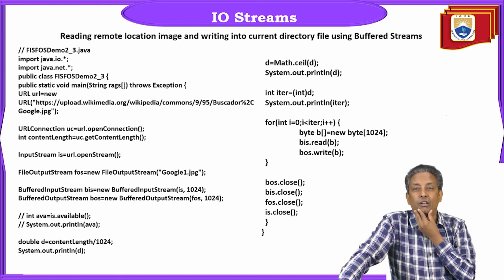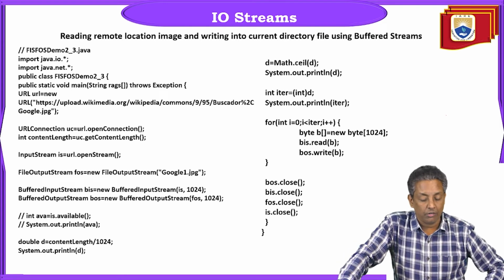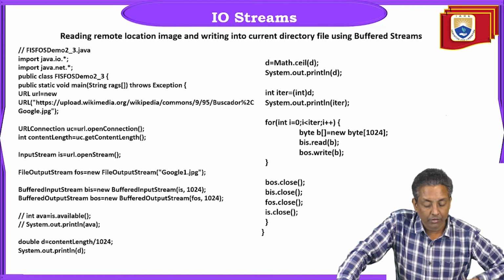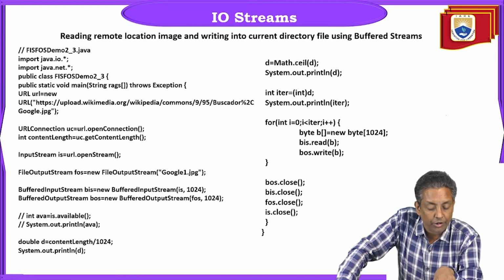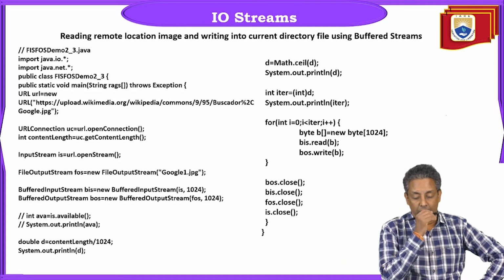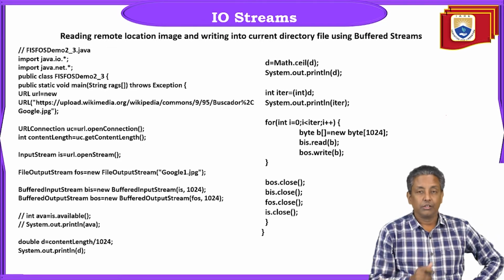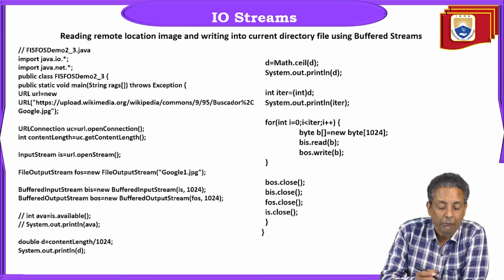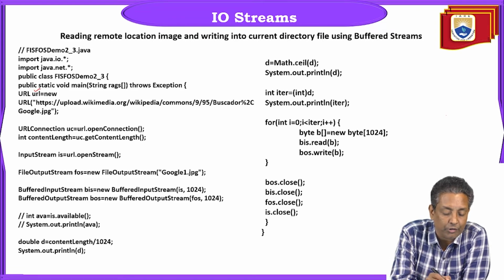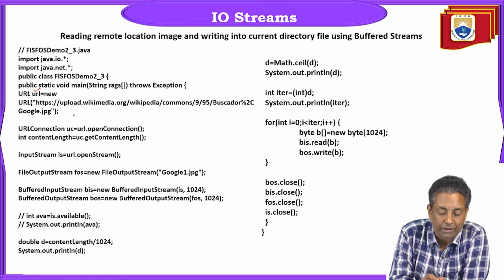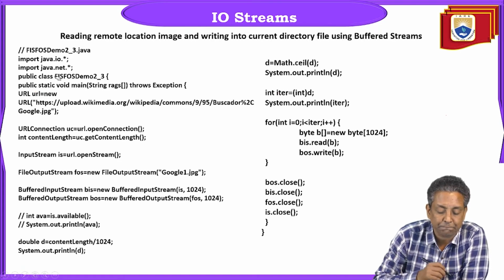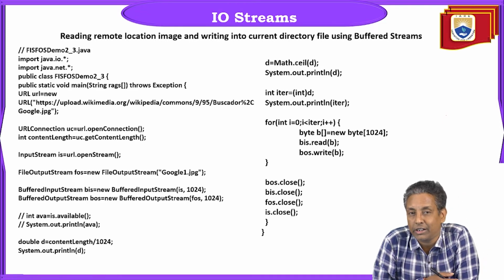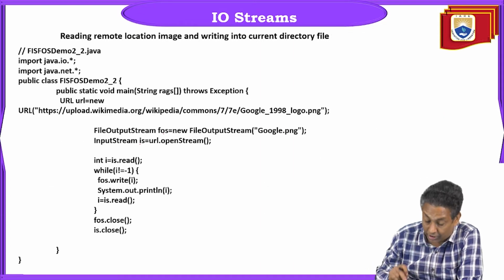Here, what are we doing? That's why this example of reading a remote location image. Same as before, with the help of the URL class, we are pointing to some file, google.png, from Wikimedia, from some folder. In the previous example, we saw URL.openStream.